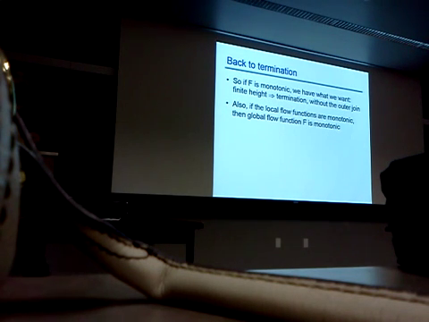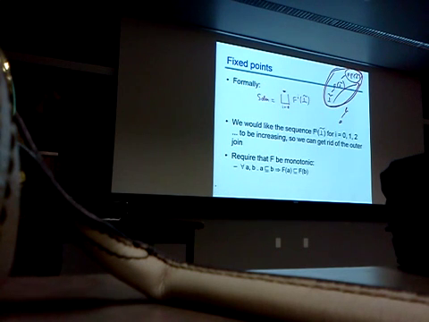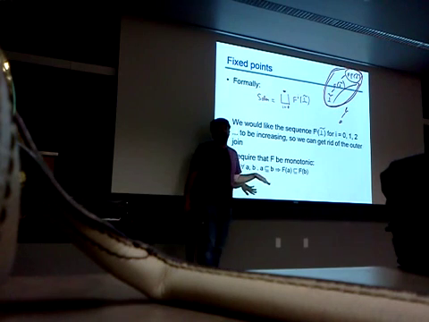So it turns out that actually most flow functions that you write are monotonic. It's a weird thing for something to be not monotonic, because what monotonicity really says is that the ordering in the lattice really means precision.